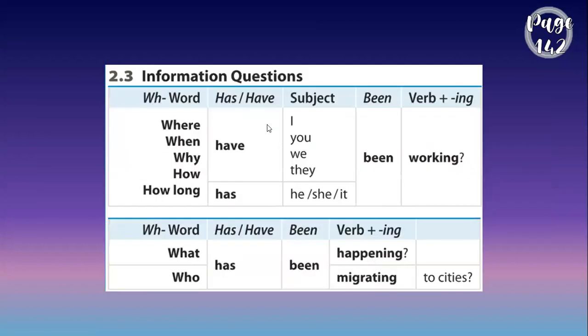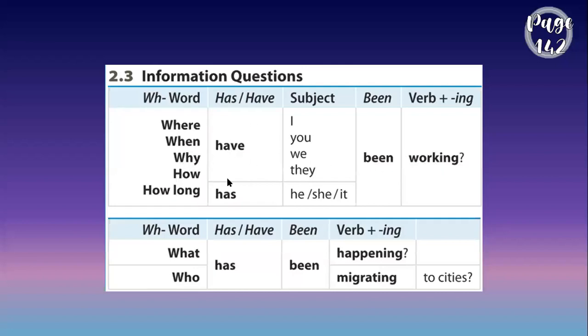Okay, here we are. Now we are going to use information questions. The information questions are where, when, why, how, and how long. So we just add it at the beginning of the question. Where have you been working? Why have they been working?